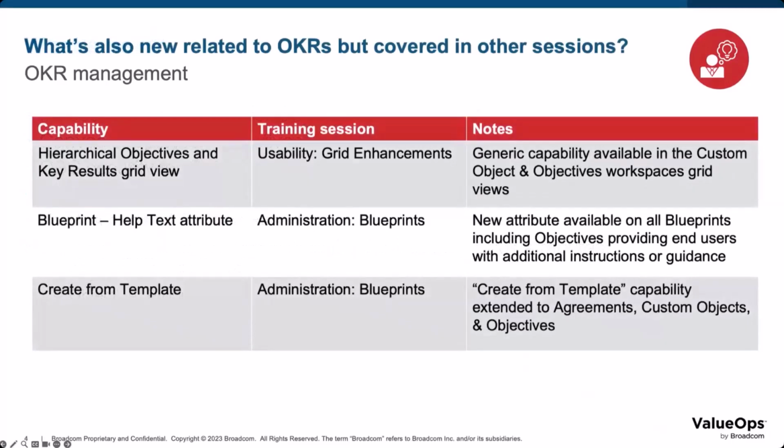So what other platform capabilities are new but are related to OKRs, but covered in more detail in other sessions? First, in this release, we're introducing a hierarchical or nested objectives and key results grid view. This is a generic platform capability available for custom objects and objective workspaces in this release. It will be expanded to other areas over time.